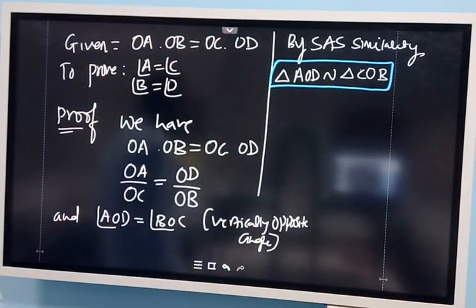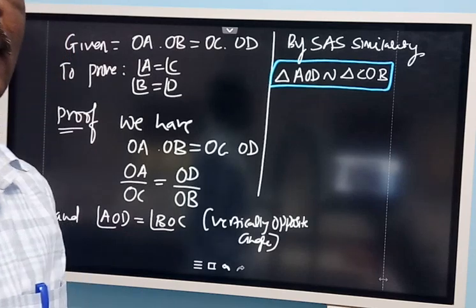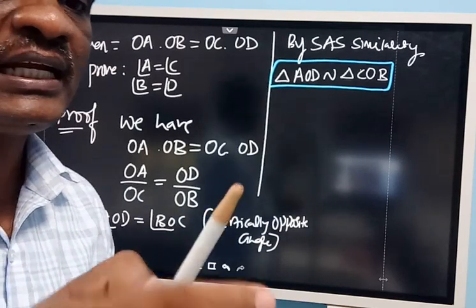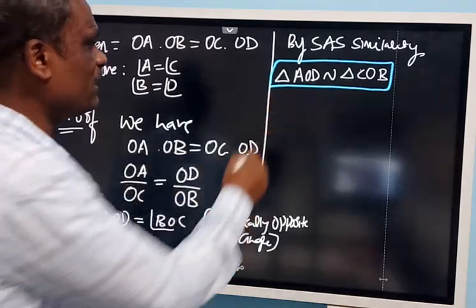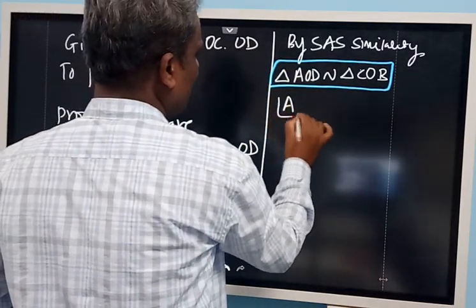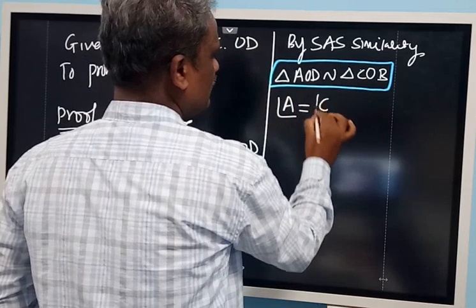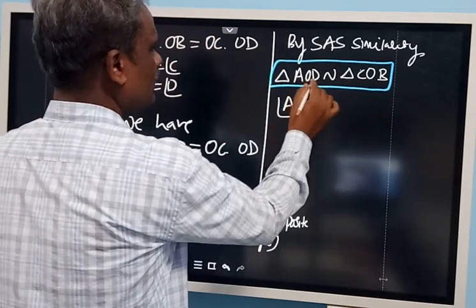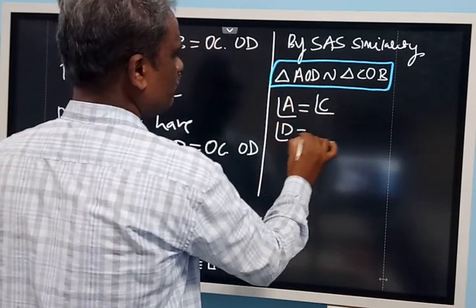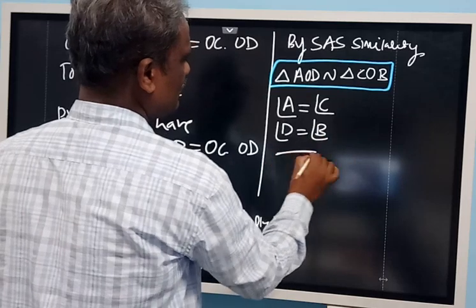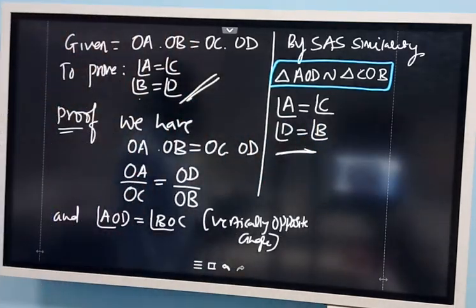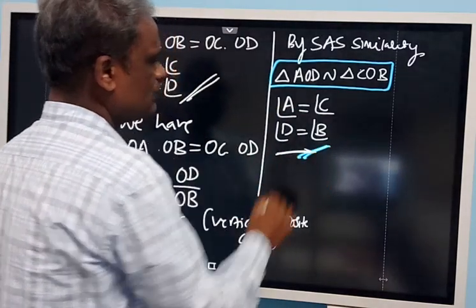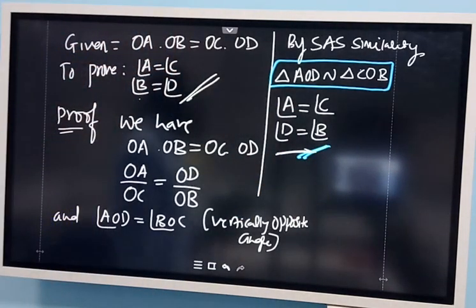Once the triangles are similar, you know that corresponding sides are proportional, corresponding angles are equal. Now I have to write corresponding angles only. For A, what is the corresponding angle of A? It is C. For D, it is B. So we proved that A is equal to C, B is equal to D. This is what we wanted to prove here. So hence the proof. So A is equal to C and B is equal to D.